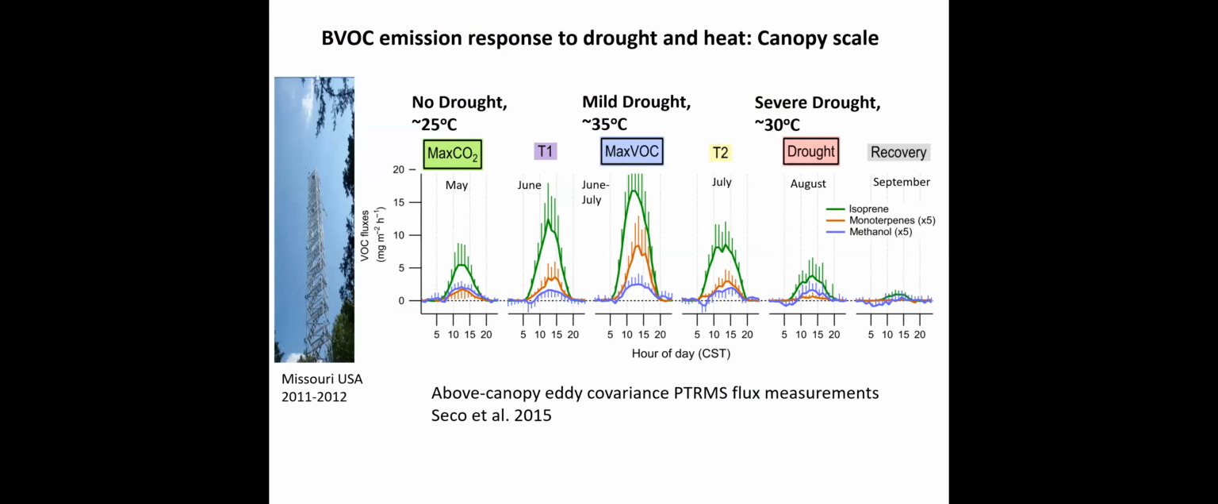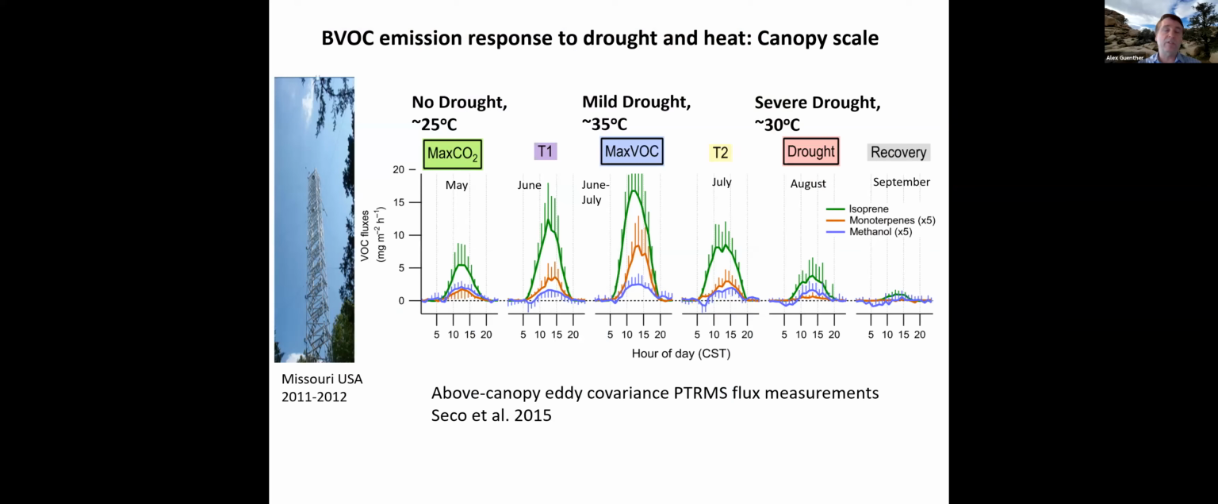In heat waves, but the opportunity arrived when this happened at this site. And so we were measuring canopy scale fluxes using an above canopy eddy covariance approach with P2RMS. So it gives us a flux from the whole canopy.